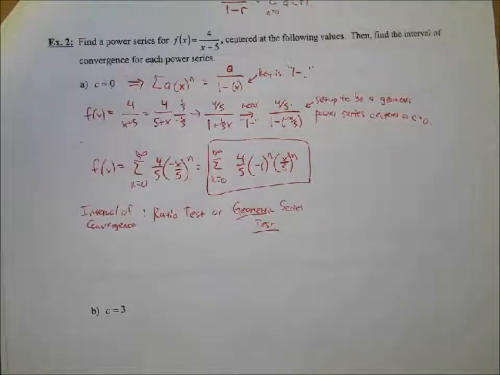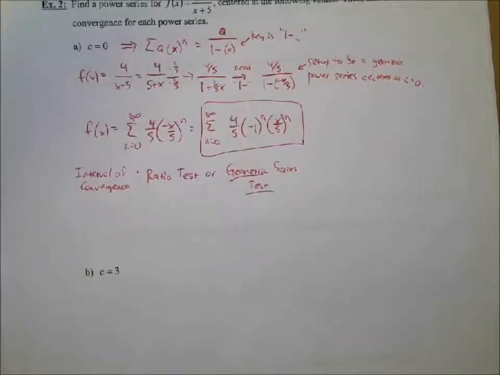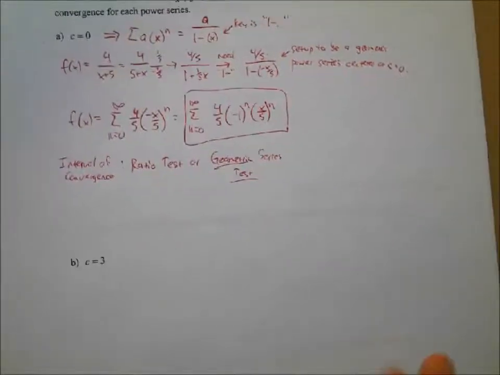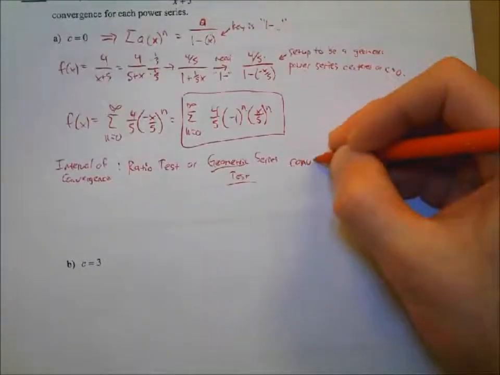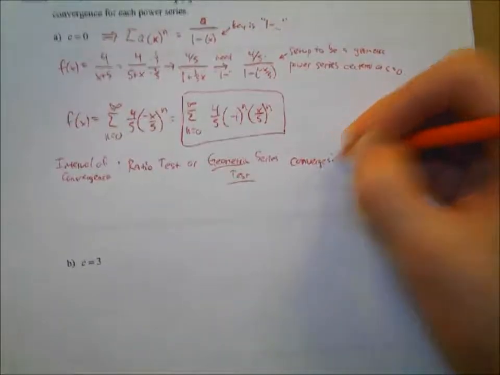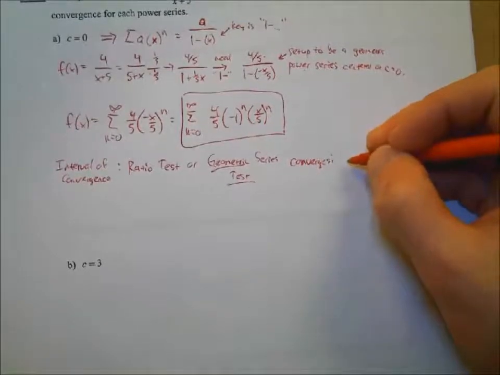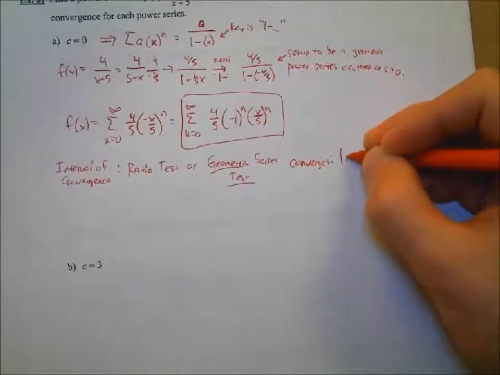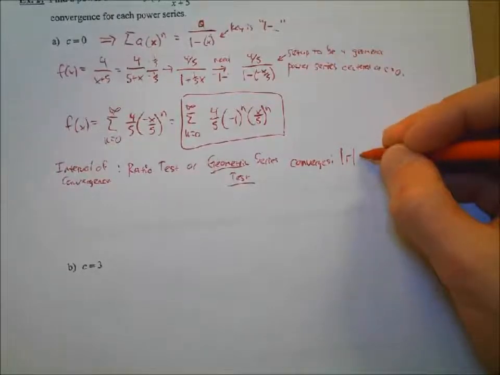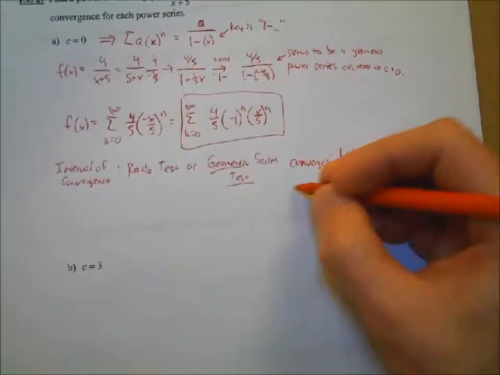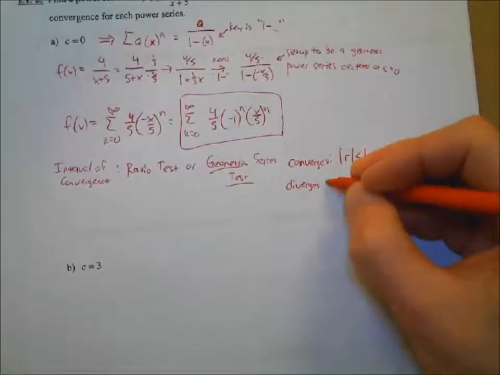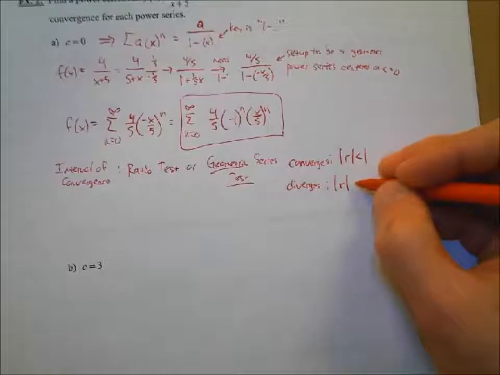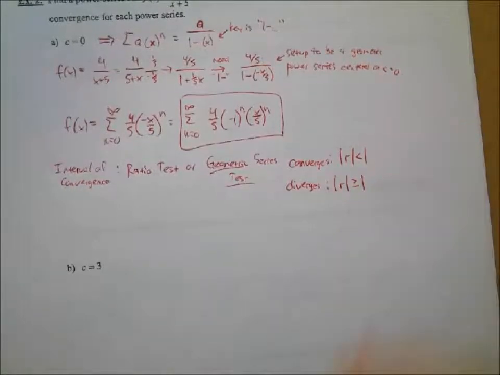Okay, because of course we're talking about a geometric series, right? So, what are the rules for the geometric series test? We know it converges if what is true? The absolute value of the common ratio is less than 1, strictly less than 1. We know the geometric series diverges if the common ratio is what? Greater than or equal to 1.